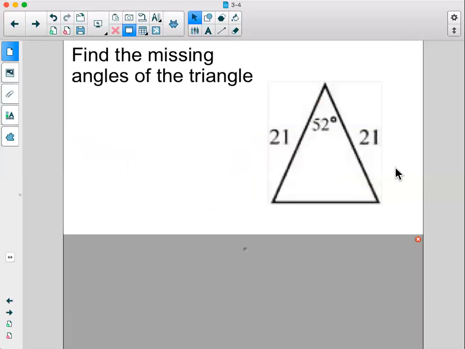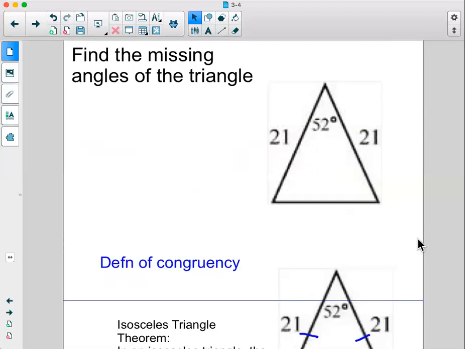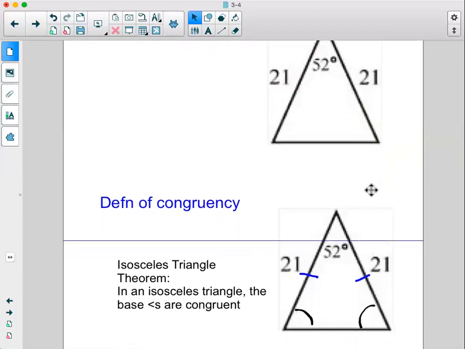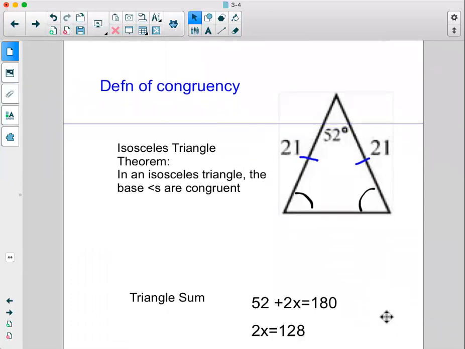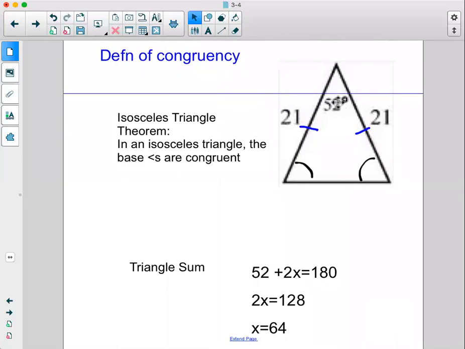So using these theorems, pause and solve for the missing angles, and then press play for the solution. The first thing you'll do is use the definition of congruency. If these both measure 21, then I know that they are congruent. And then I can use the isosceles triangle theorem, which states if I have an isosceles triangle, then the base angles are congruent. If these are congruent and I want to find out what they are, I could call them both x, for example, and then I could use triangle sum. 52 plus 2x's would equal 180, and I can solve for x.